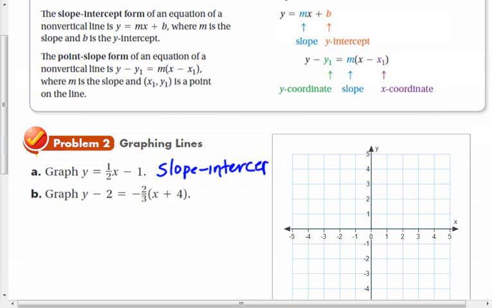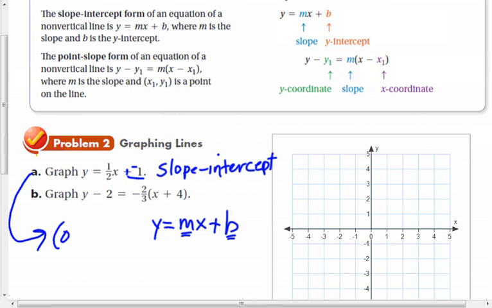And for slope-intercept, that's this form, y equals mx plus b. The letter m represents the slope, and the b represents the y-intercept. So for this problem right here, there's your y-intercept. It needs to be written in that form to know that the y-intercept is -1, and that actually is the point 0, -1. So I'm going to plot that on my graph right there, 0, -1.